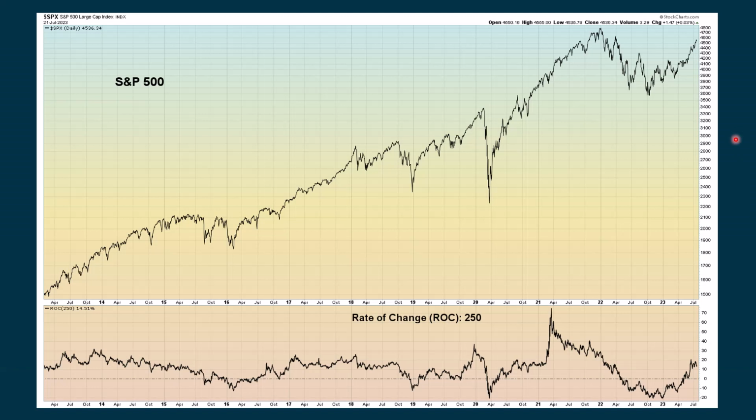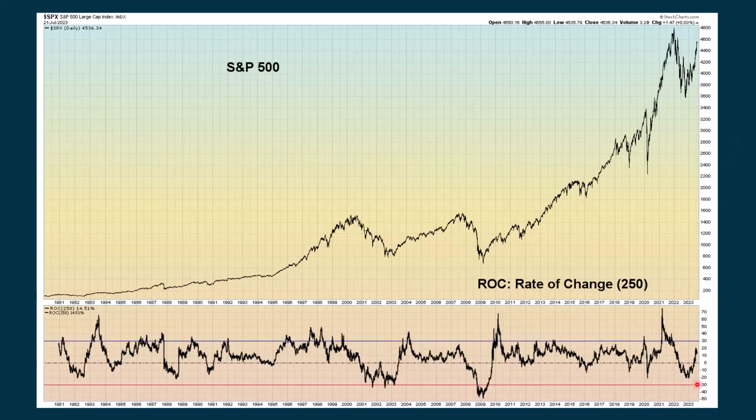Rate of change charts. I just show these because they're really long, 250 periods. We're declining a little bit, but overall we are showing upward movement. And this is that same chart going back to 1980, also showing that we're seeing some longer-term improvement in the market.